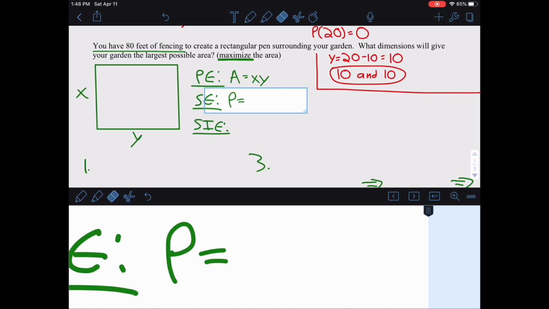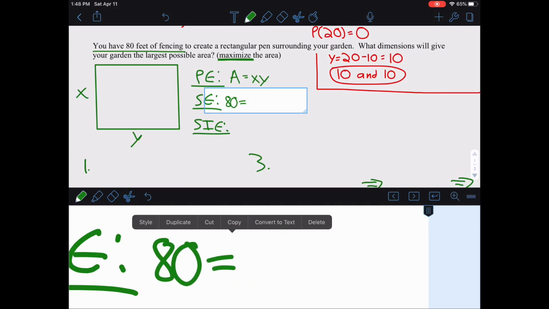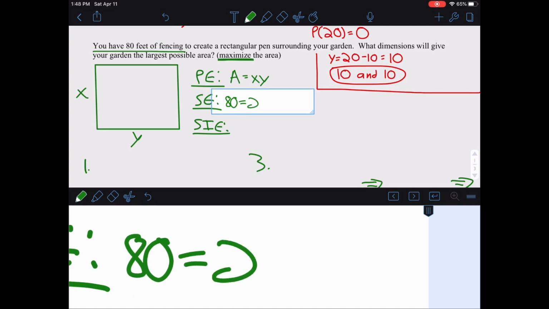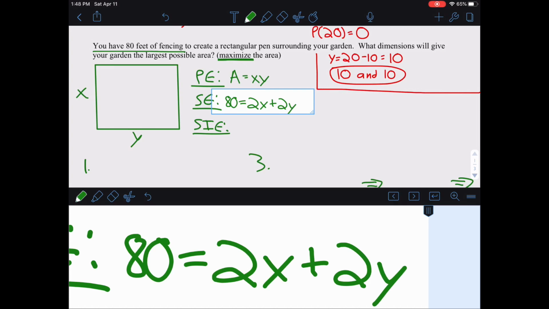But here's the thing, I actually don't want to use the letter P because I know that the exact perimeter is going to be 80 feet. And now, how do we calculate perimeter? We have to add up all the sides, and so we get 2x plus 2y, okay?